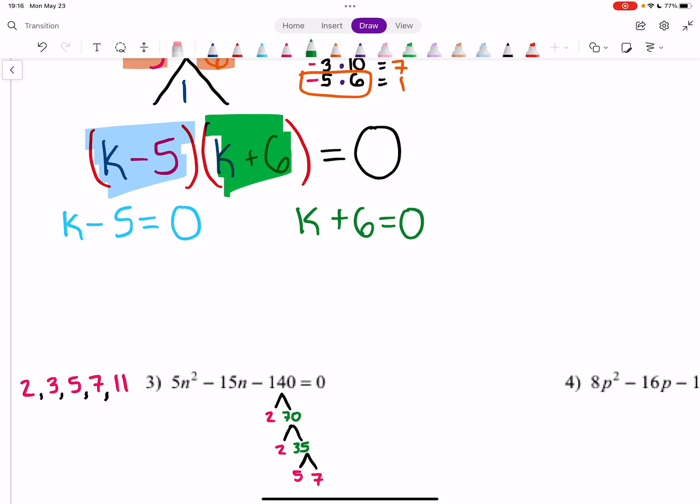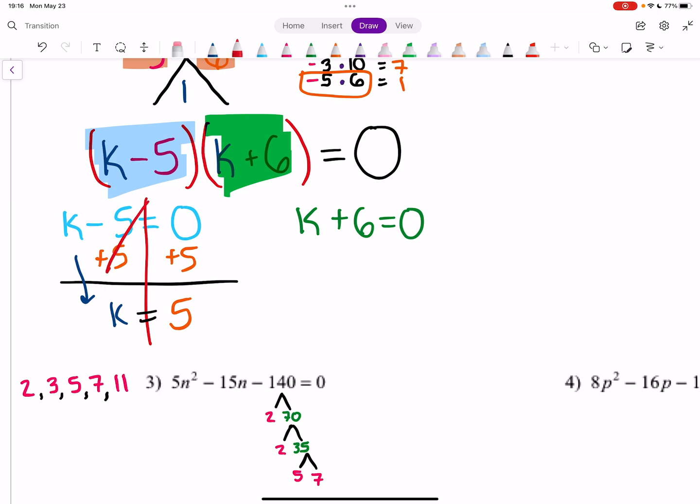These are one-step equations to solve. That first one, I need to add 5 onto both sides, and 0 plus 5 is 5. Again, I added 5 because I had a negative 5 there. Boom. So we found one of our solutions. Now let's go ahead and find the other one.